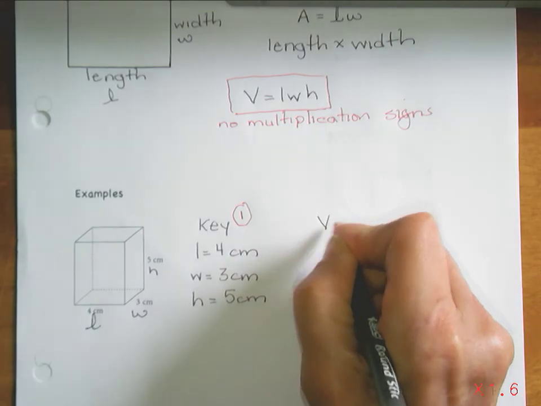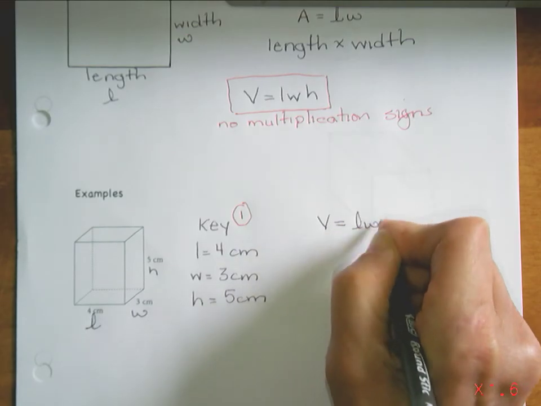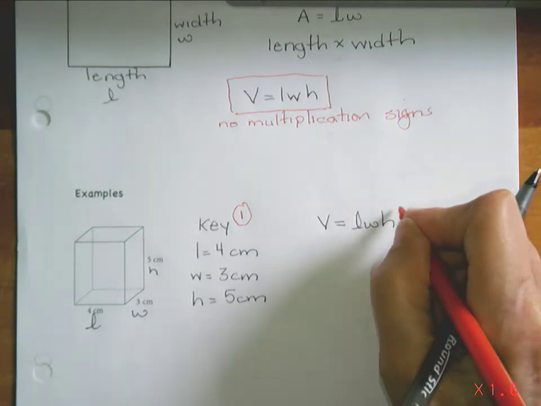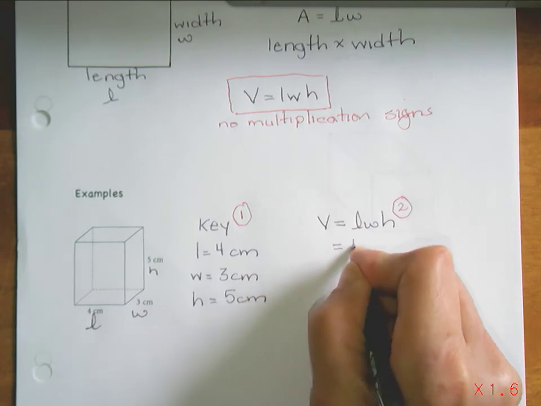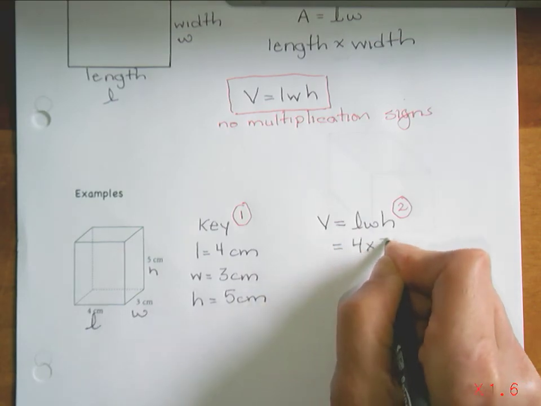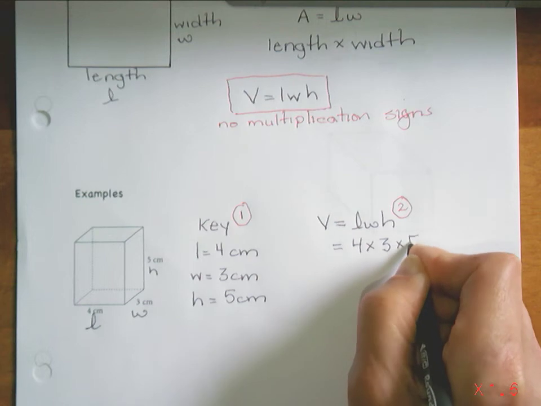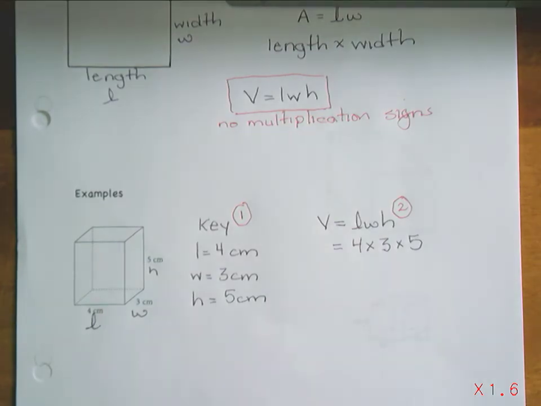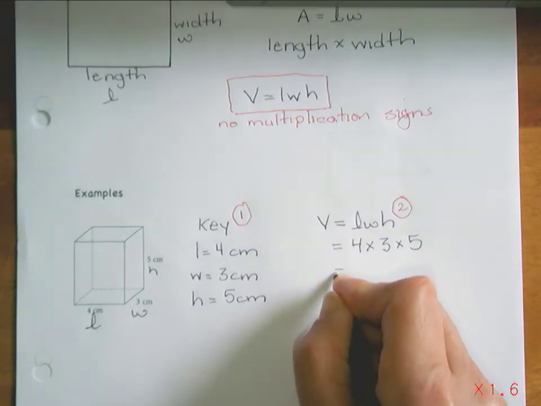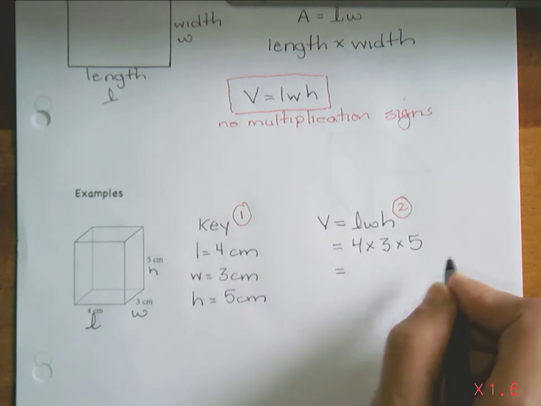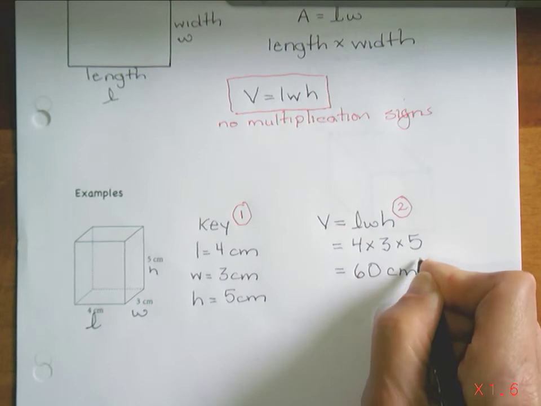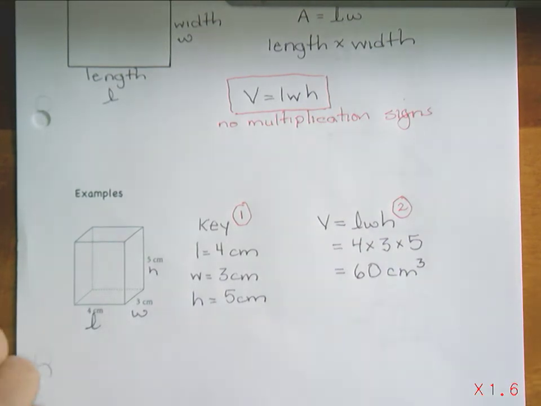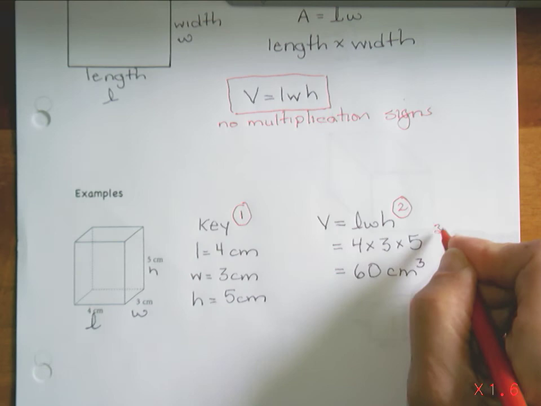Then I want you to tell me what formula you are using. And in this case, it's length times width times height. You have to tell me this so that I know what you're doing. Then it's 4 for length times 3 for width times 5. You don't have to use multiplication signs. You could use brackets if you choose, or you can do it with multiplication signs. You can get out your calculator, you can do it in your head, but you need to evaluate this and you get 60 centimeters cubed, and that's important. So step 3 was to fill it in.